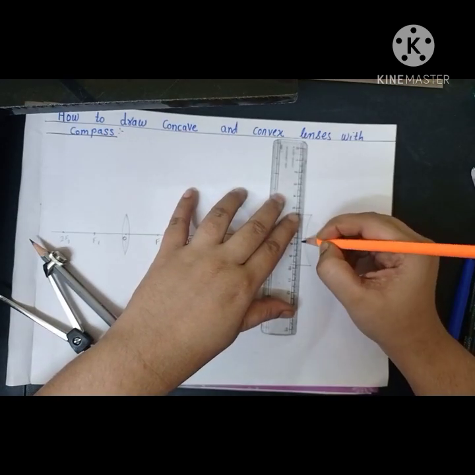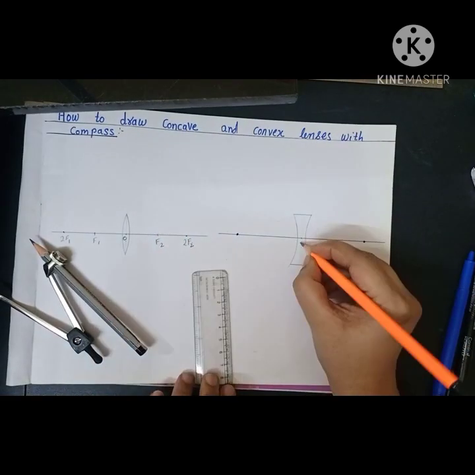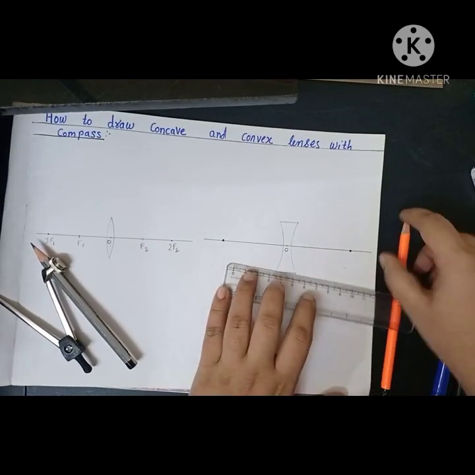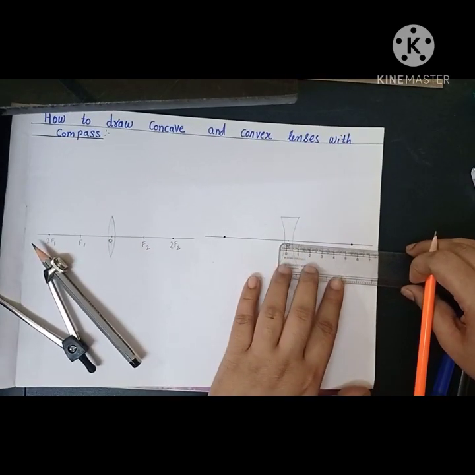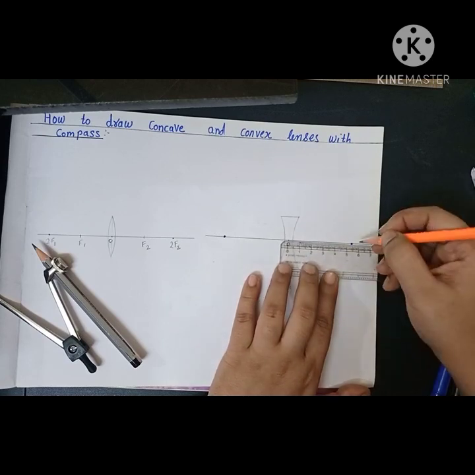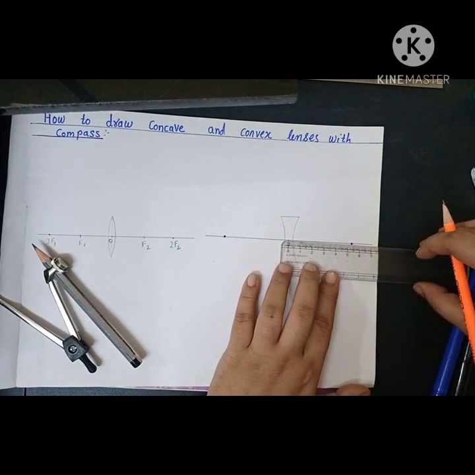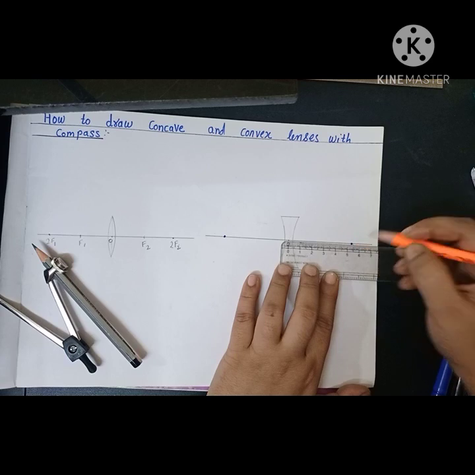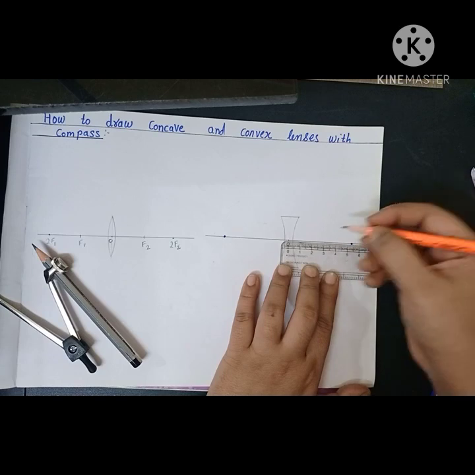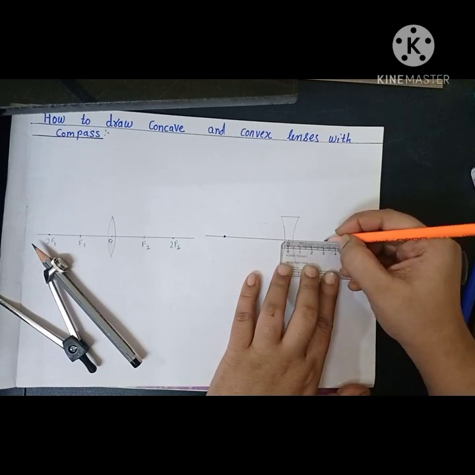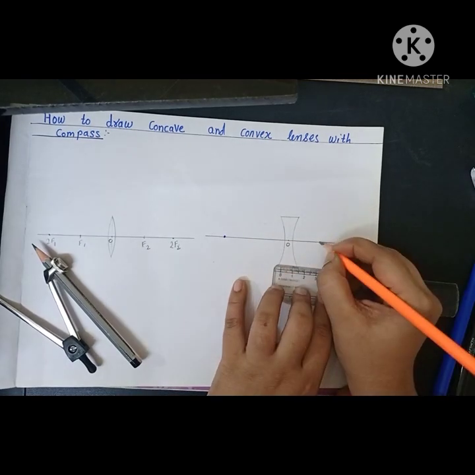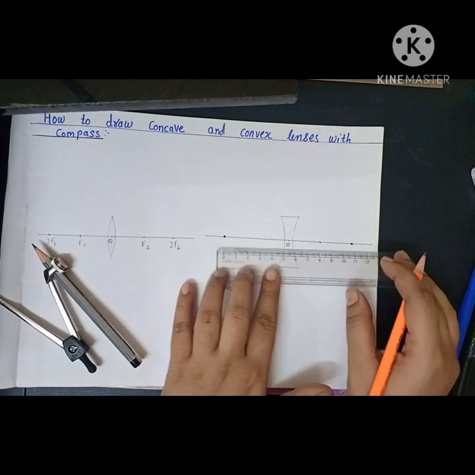Take center of the lens as optical center. Now using scale, measure the distance between optical center and principal focus. So it is 5.4. Half of 5.4 is 2.7. So I am taking second point here, second principal focus here.